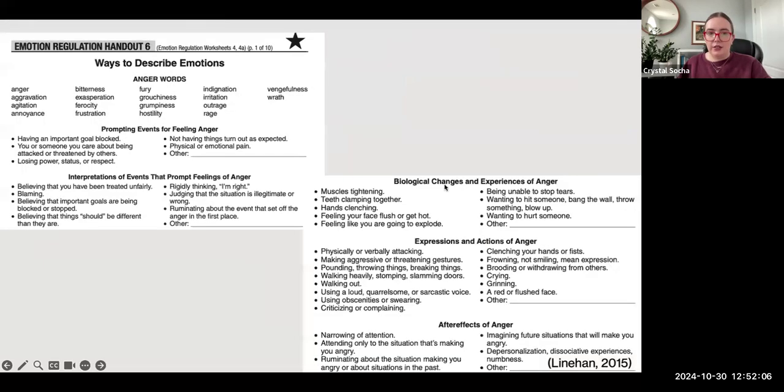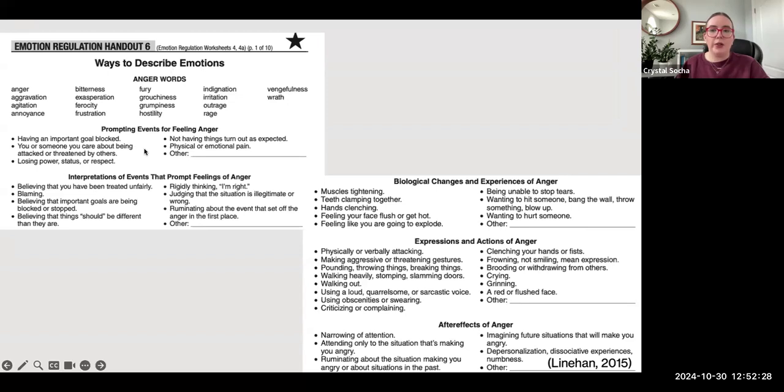These are great handouts and literally just described what I went through. So when you're helping someone describe emotions, you can really find these all online. It's Emotion Regulation Handout 6. So it gives you ways to describe emotions. So for anger, it gives you many other words to describe anger. You can have the person even add some words.